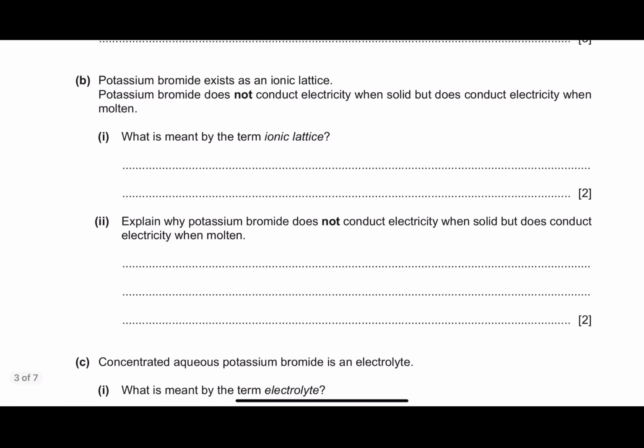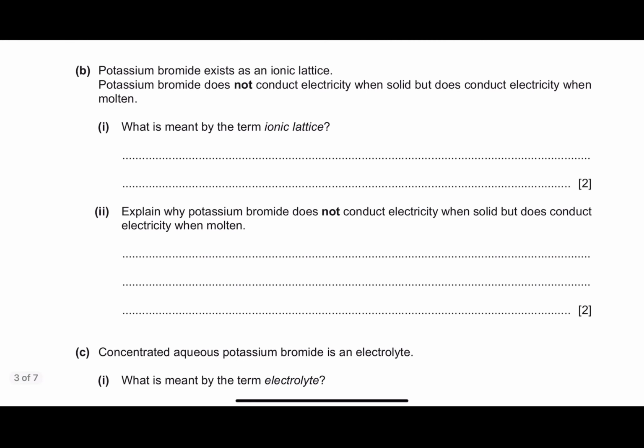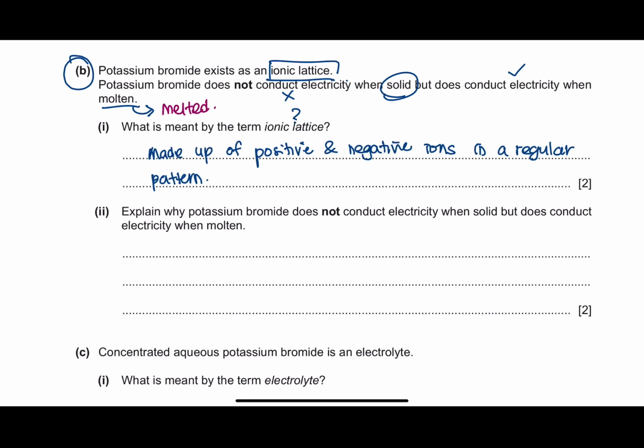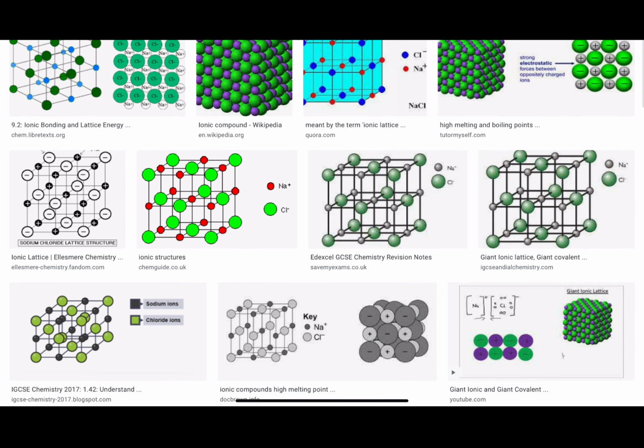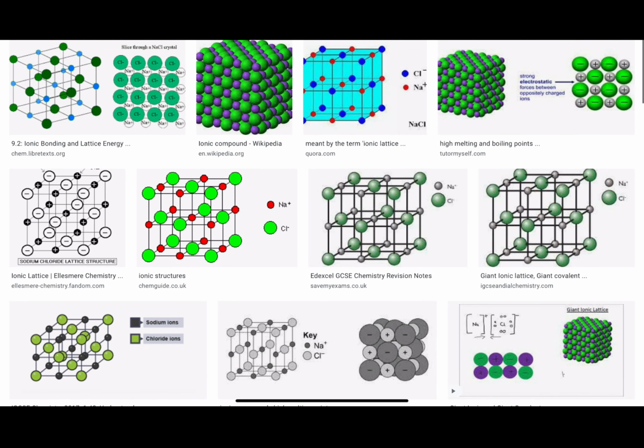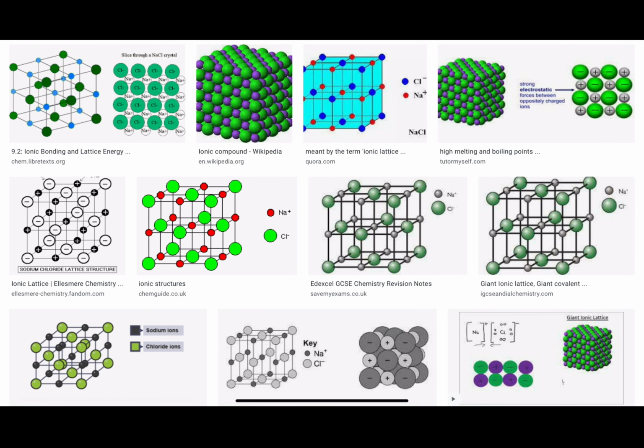Now I'm only going to discuss the questions which are related to this chapter, and one of them is B. It says that potassium bromide exists as an ionic lattice. Now potassium bromide does not conduct electricity when solid, but does conduct electricity when it is molten. Molten is just another term for melted. Question 1. What is meant by the term ionic lattice? The definition is that it is made up of positive and negative ions in a regular pattern. Now an ionic lattice compound looks like this, and this is typically between a metal and a non-metal element. So it is held by a force called electrostatic attraction, between oppositely charged ions.